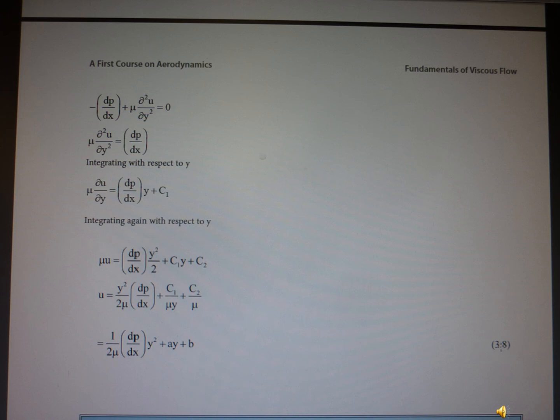And now integrate: mu u equals dp by dx multiplied by y square by 2 plus c1 y plus c2, so u equals y square divided by 2 mu multiplied by dp by dx plus c1 by mu y plus c2 by mu, so 1 divided by 2 mu dp by dx y square plus ay plus b is the equation we get.